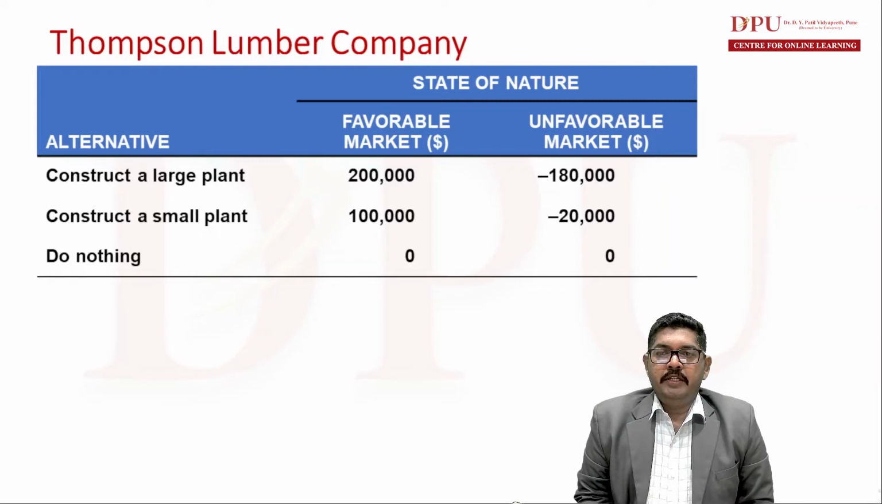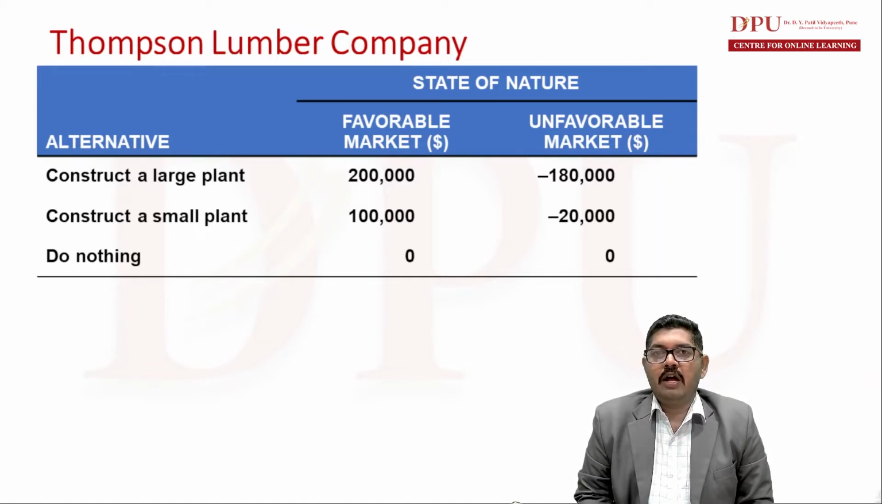Thomson Lumber Company. So we have alternatives, as we have already discussed in the steps in decision making. The problem is that the Thomson Lumber Company is planning to expand the manufacturing and marketing of a new product, right? And the courses of action available to a decision maker are: construct a new large plant, construct a new small plant, and do nothing.